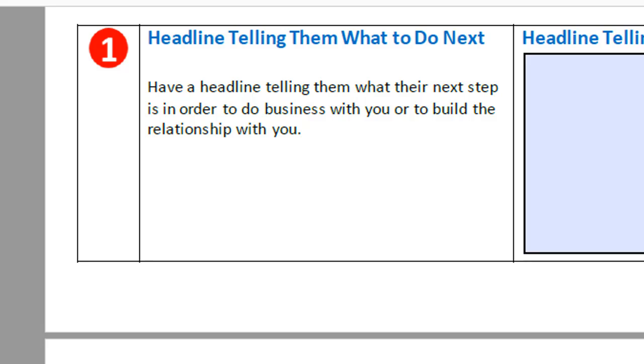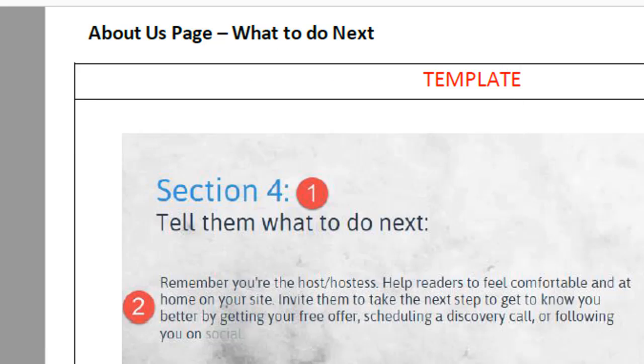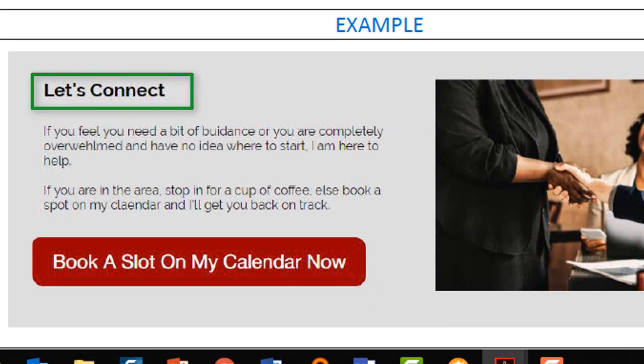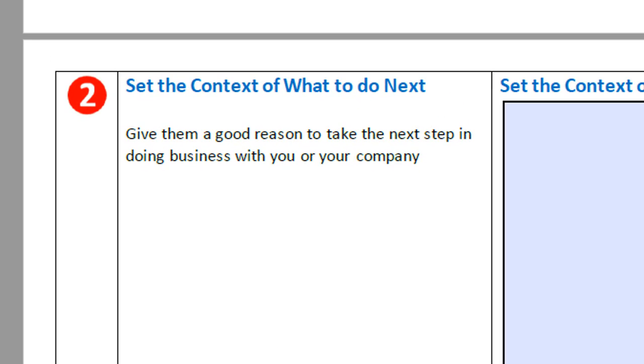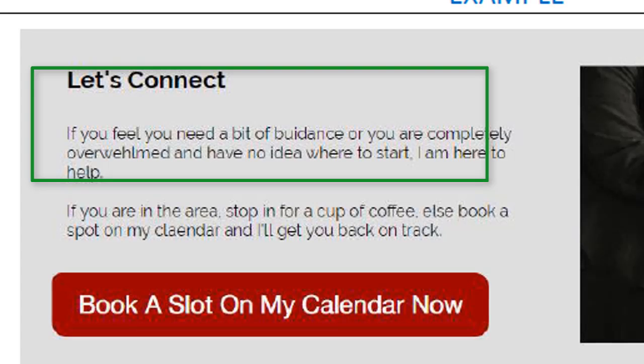So again, we have that headline telling them what the next steps are in order to start to build a relationship with you, and what is it that they need to do in order to do business with you. And if we actually just go back and we have a look at what I did there, my headline's very simple. Let's connect. Okay, there's no confusion as to what it is that I want you to do. Now we want to set the context of what we want them to do next. So we need to give them a really good reason to take the next step in doing business with our company. So let's have a look how I did that.